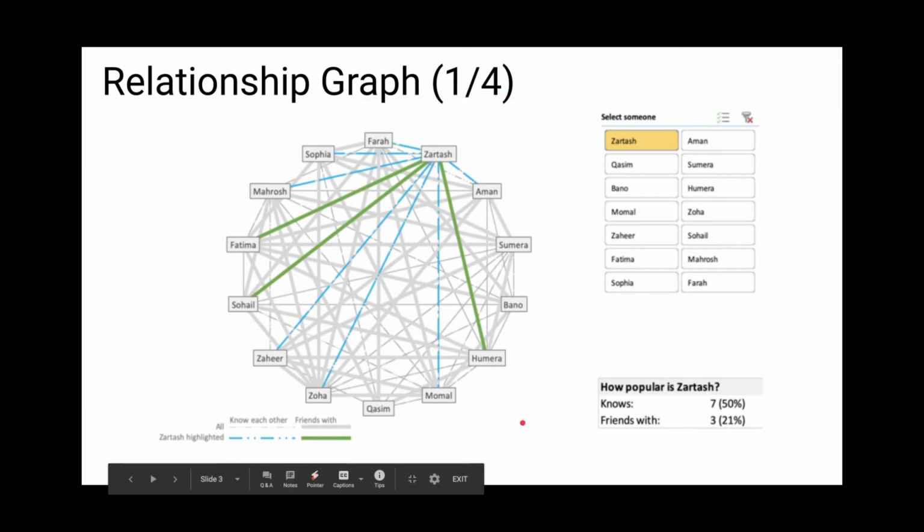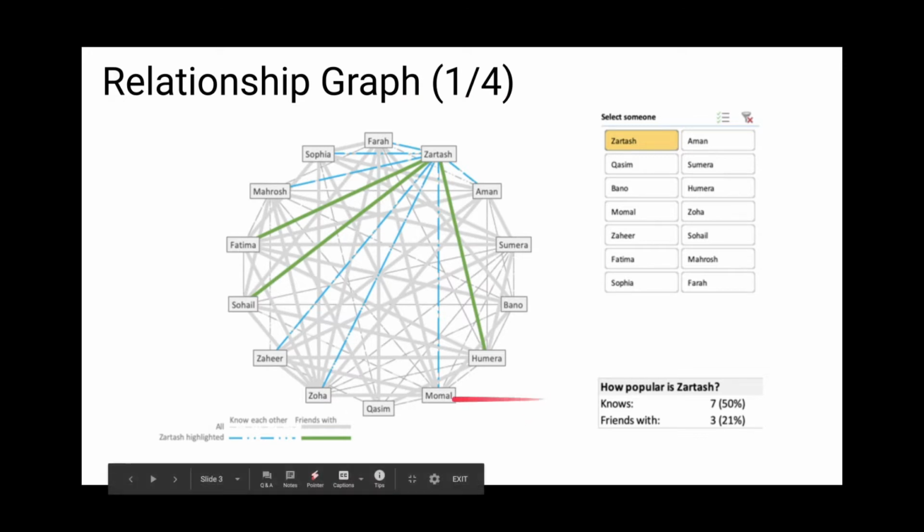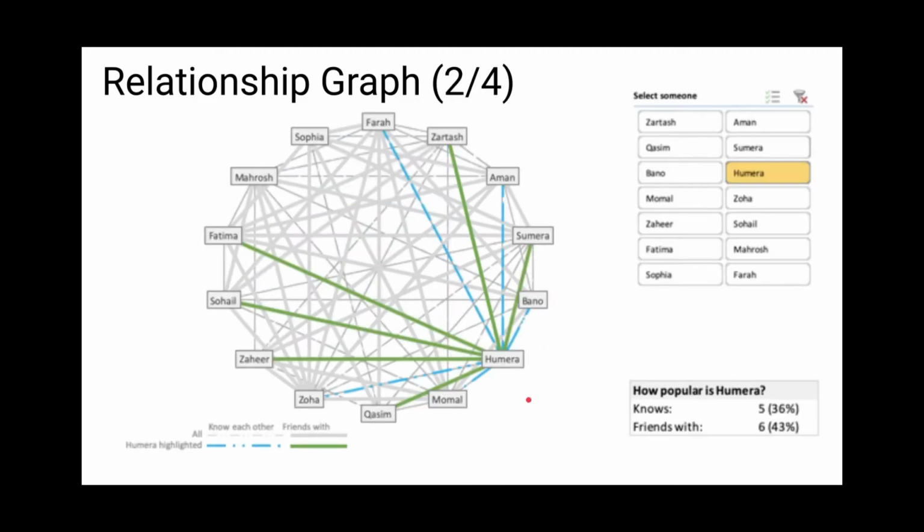This is a very interactive graph that shows the relationship between different people. This is actually a screenshot of the graph that I have made. And now I can show you another screenshot of the graph that shows the connections of Humaira with other people. Humaira is a friend of Zartash. We have seen in the previous slide that Zartash is friends with Humaira.